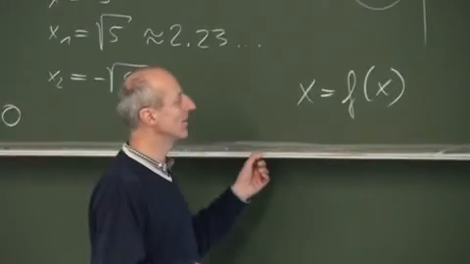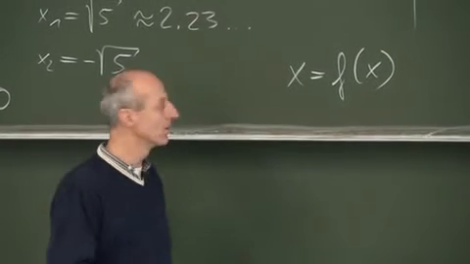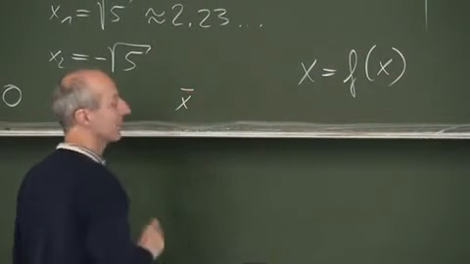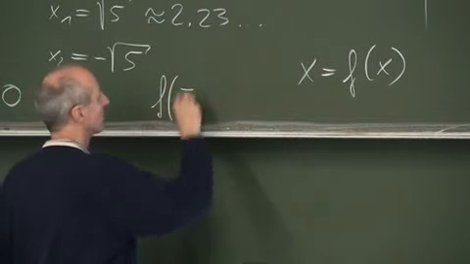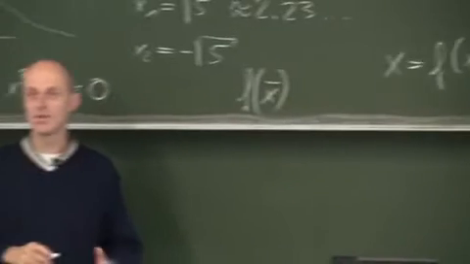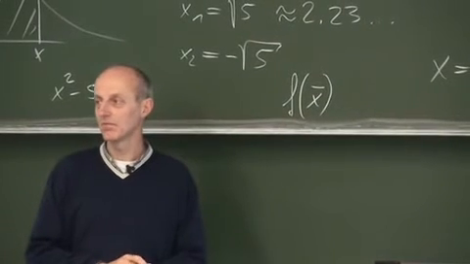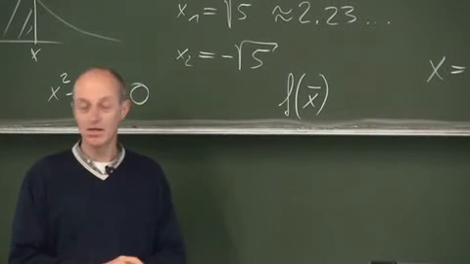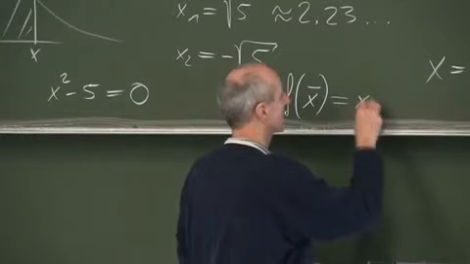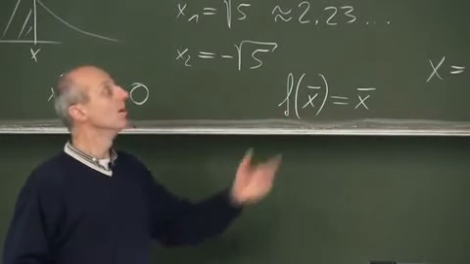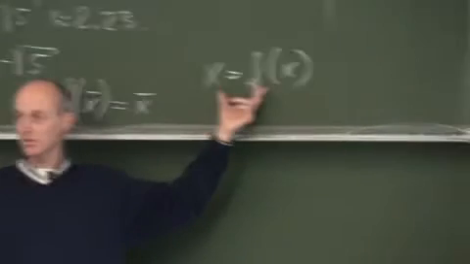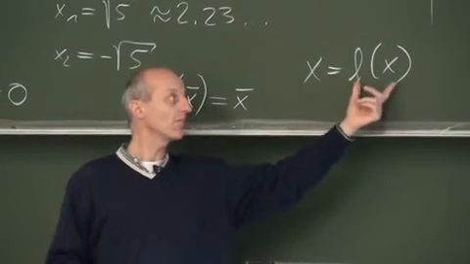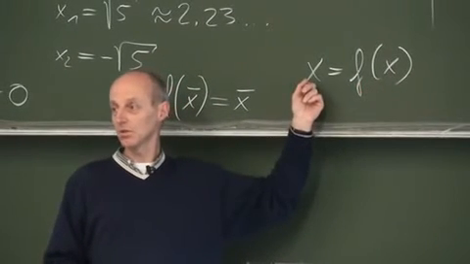Suppose we have a solution of this equation, which we call x bar. And now we apply f to this solution x bar. What will be the result? x bar. The result is x bar. Why? Because it's a solution of this equation. And all solutions of this equation have the property that f applied to the solution is the solution.